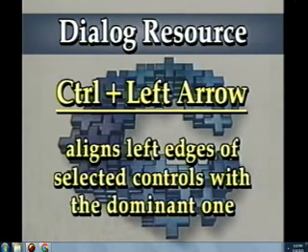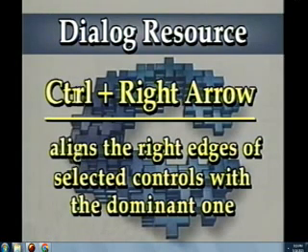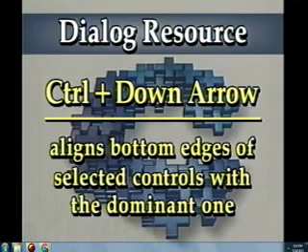Control plus left arrow aligns left edges of selected controls with the dominant one. Control plus right arrow aligns right edges of selected controls with the dominant one. Control plus down arrow aligns bottom edges of selected controls with the dominant one.